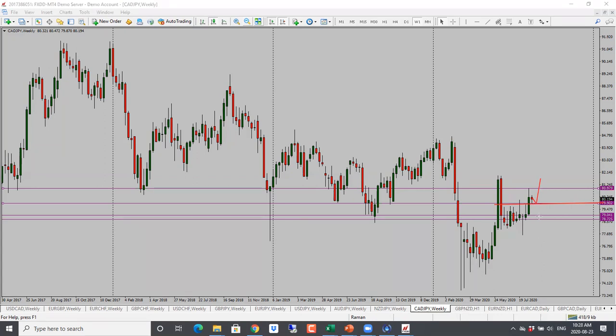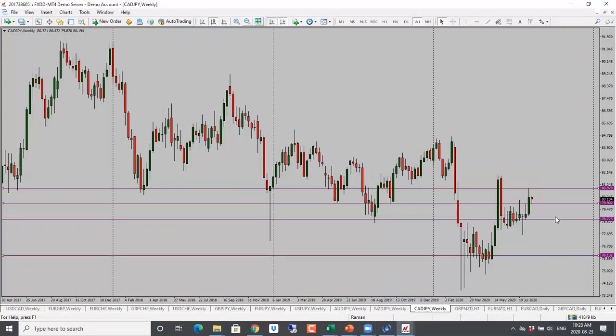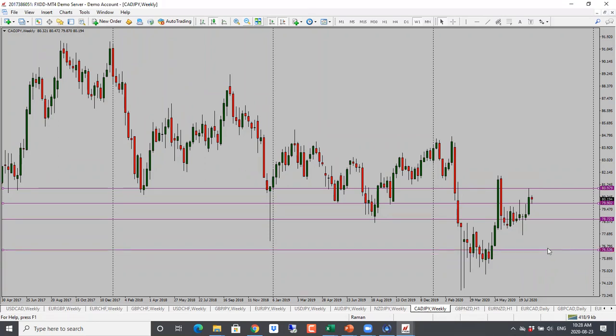But once it breaks through the support, then it can come back all the way down into the support level. But for now, as long as it holds above 80.00, I would be looking for a move towards 81. So this one is neutral to slightly bullish here for CAD yen.